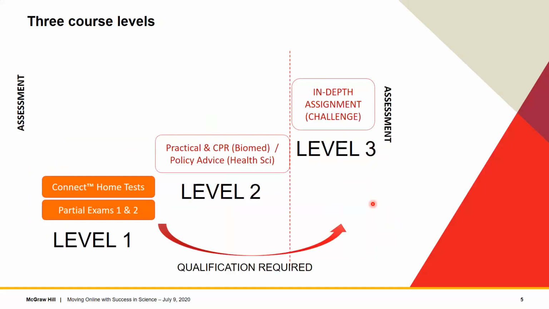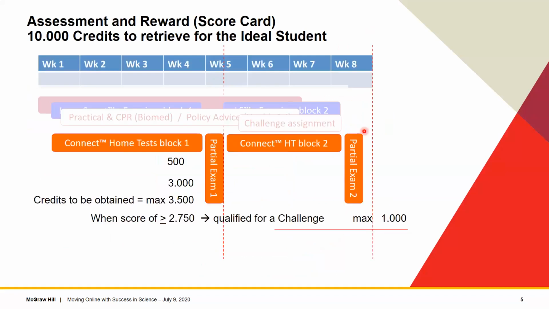When you look at my course now, it consists of 3 levels. Level 1 and level 2 are divided into basics and testing, and practical work like, for instance, a computer practicum, molecular cloning, or writing a policy advice for outbreak management. But the 3rd level consists of the in-depth assignments a student can only reach when he or she qualifies for this level. The qualification works as follows.